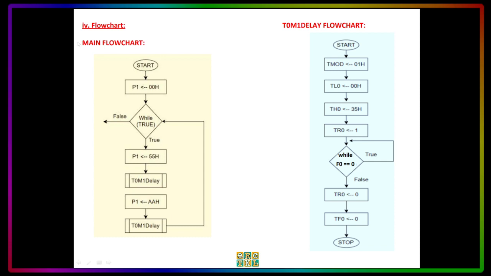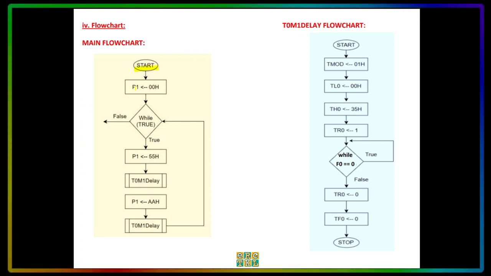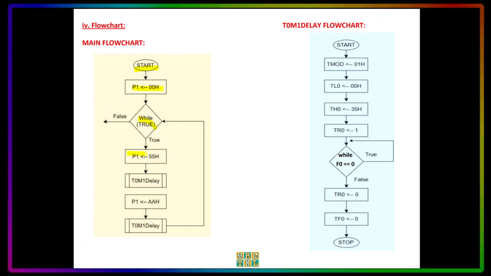The first is the main flow chart, which is representing our main program code. So we have the start, and then we assign 00 hexa to P1 to make it an output port. And then while true, this is repeated continuously, we will make P1 equal to 55 hexa. We will call the timer delay. So the timer delay flow chart will run.